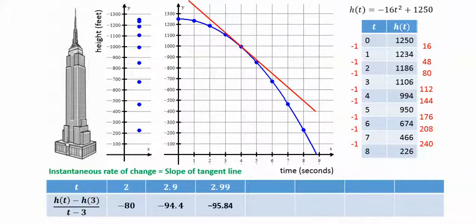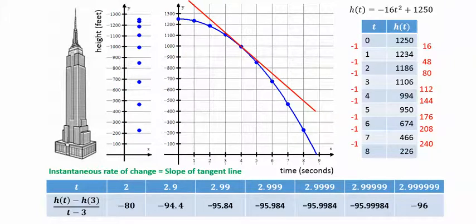When we go to 2.99, which is a difference of 1/100th of a second between our data points, we get negative 95.84. We're going to continue to move on until eventually our difference in times is at 1/100,000th of a second, and you can see that our average rate of change, or the average velocity, is moving closer and closer towards negative 96.